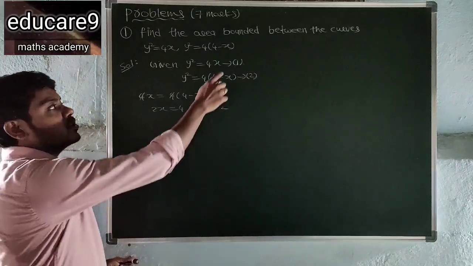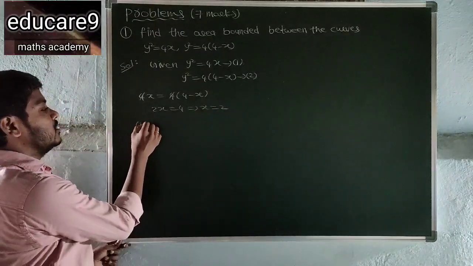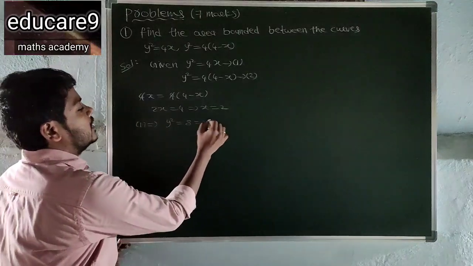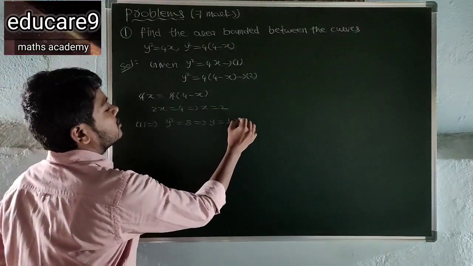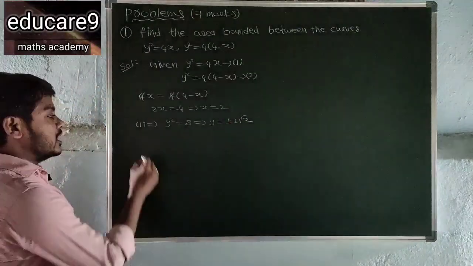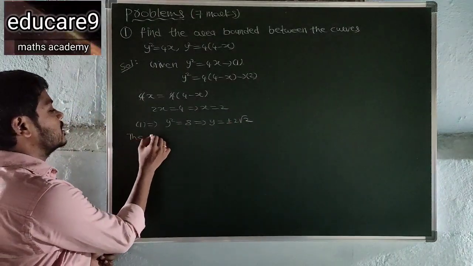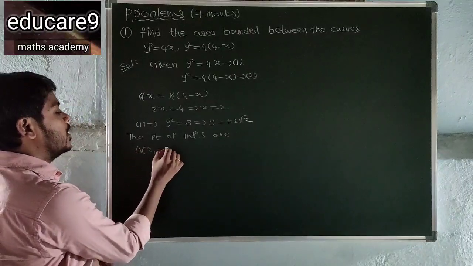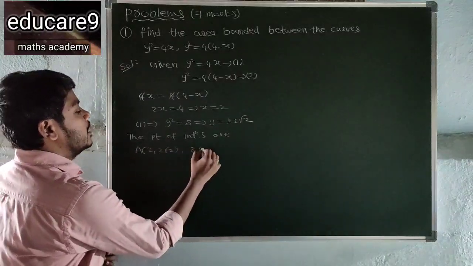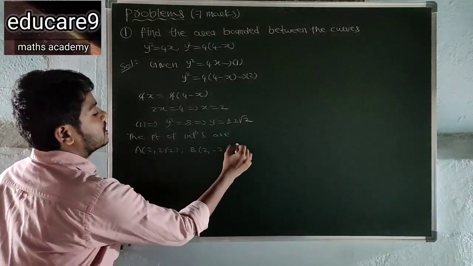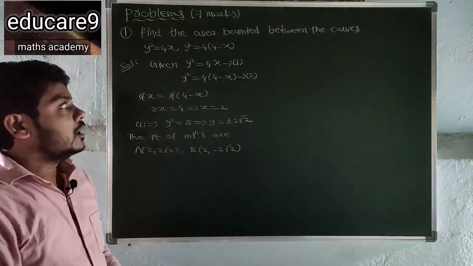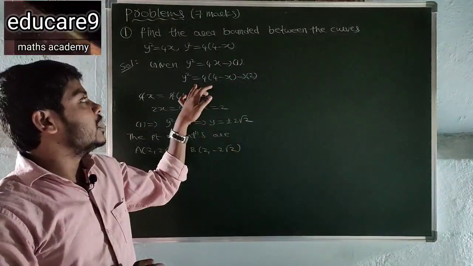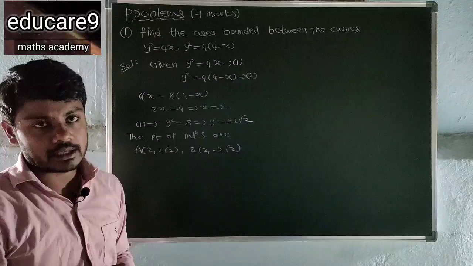Substitute x equals 2 in equation 1. So equation 1 implies y square is equal to 8. So clearly y is equal to plus or minus 2 root 2. Therefore the points of intersection are A (2, 2 root 2) and B (2, minus 2 root 2). Now we have to draw the graphs of y square equal to 4x and y square equal to 4 into 4 minus x.